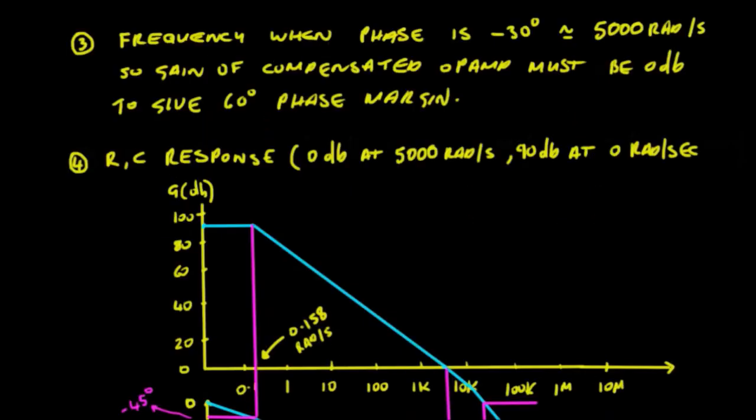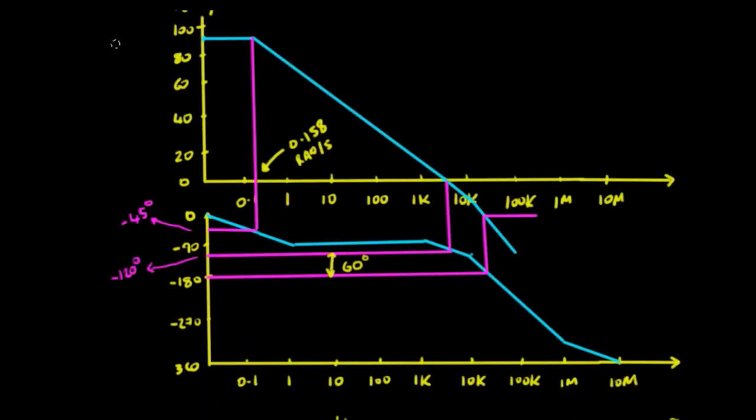So the frequency at which the phase is minus 30 degrees is 5000 radians per second. So the gain of a compensated op-amp must be 0 dBs to give the 60 degrees phase margin. Obviously, it's got to be 0 dBs at 5000 radians per second. Okay, so let's look at the response of the RC filter.